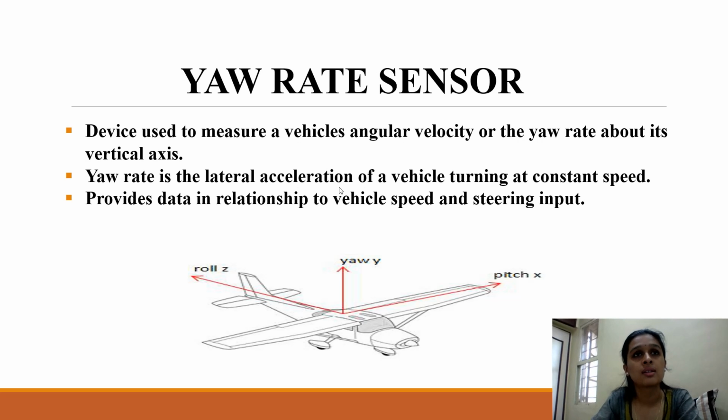Here we will see all the sensors in detail. The first one is the yaw rate sensor. Basically, the yaw rate sensor plays a vital role in the stability of the car. Therefore, it measures the vehicle's angular velocity about its vertical axis. So the yaw rate sensor is basically a device that is used to measure the angular velocity, or the yaw rate, about its vertical axis. This yaw rate is related to the lateral acceleration of a vehicle which turns at some constant speed. Now this yaw rate sensor is used to provide a relationship between the vehicle speed and the steering input.